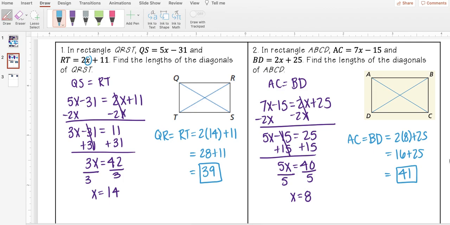You could have also plugged this in for 7x minus 15, and you should still get the same answer. And so that's one way to check yourself to see if you solved correctly, is plugging into both and making sure you get the same answer.